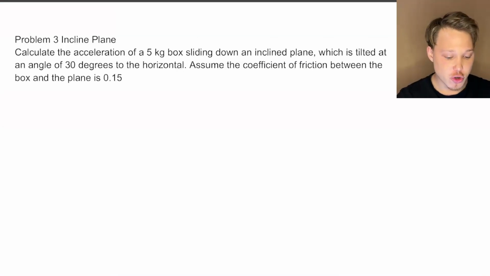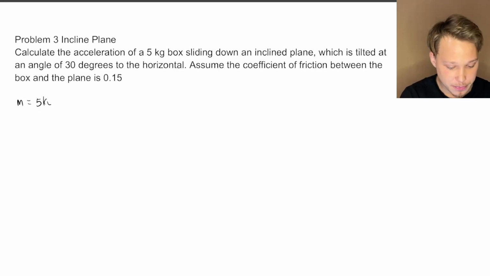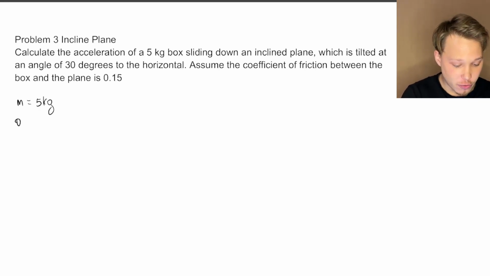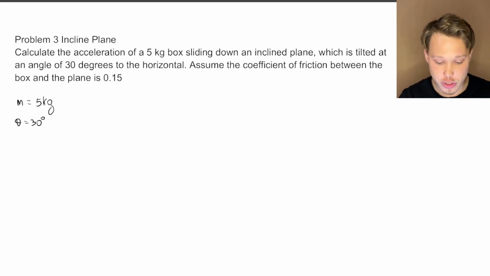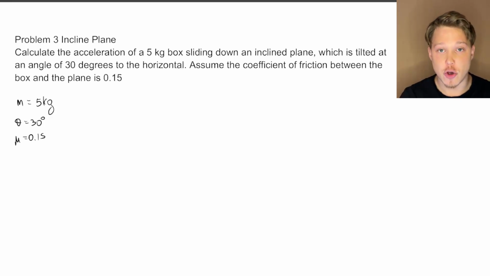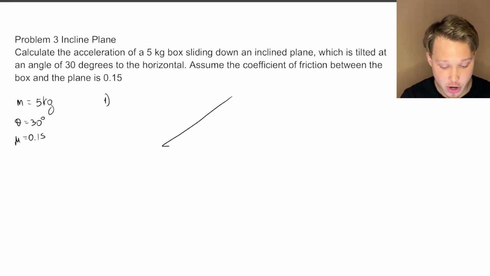Here, we need to calculate the acceleration of a 5 kilogram box sliding down an inclined plane, which is tilted at an angle of 30 degrees to the horizontal. Assume the coefficient of friction between the box and the plane is 0.15. So, as always, let's do the first step, which is drawing the free body diagram, right?